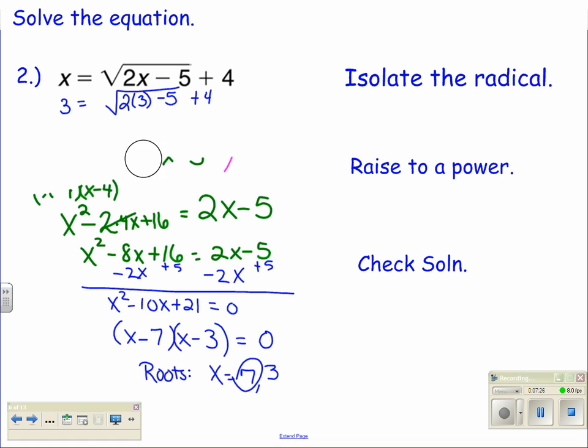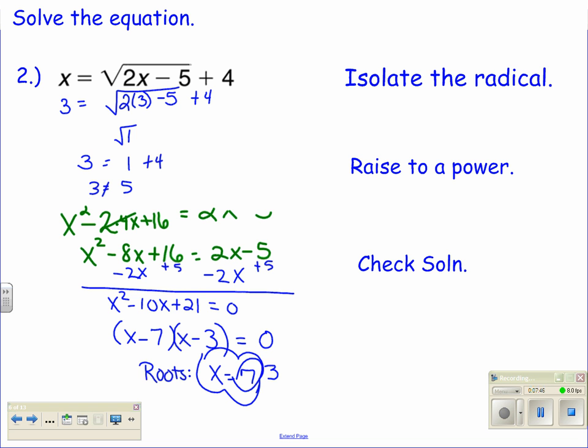Add 4. 6 minus 5 is 1. Square root of 1 is 1, added with 4. And this one does not look like it's going to work, does it? Because 3 does not equal 5. So I'm going to stick with a root at x equals 7.